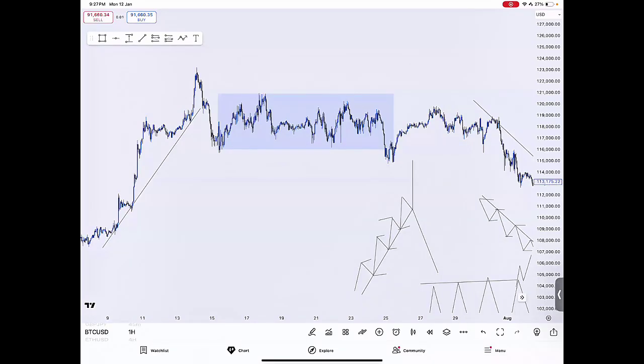So, what do we actually trade? How do we trade the concept of reversals and how do we trade the concept of continuations? Now, I would say this, we trade continuations more times than we trade reversals.